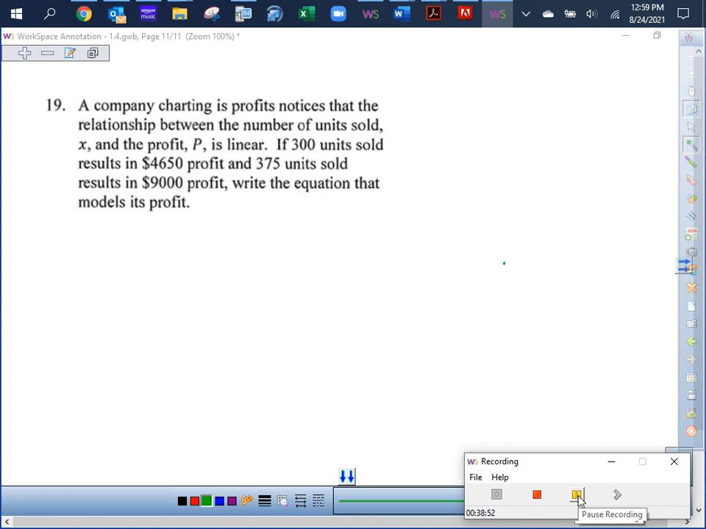So I want to write two ordered pairs, x comma y. What does x stand for? They tell us. What does x stand for? The units sold. And y is the profit, or p, whatever. We'll just call it y. So here we go. Units sold has to be x.